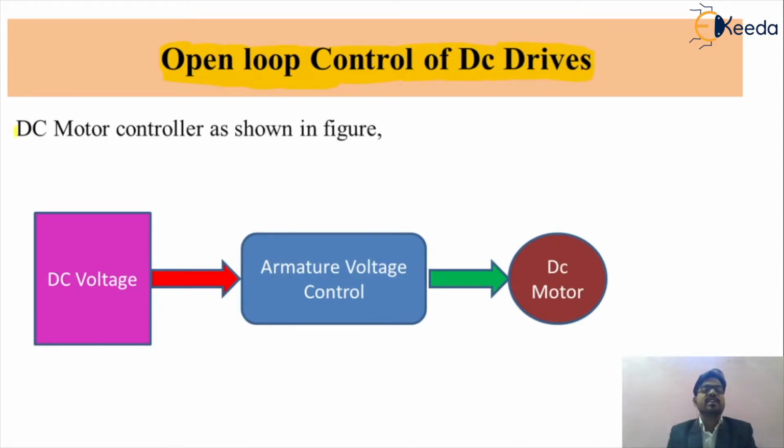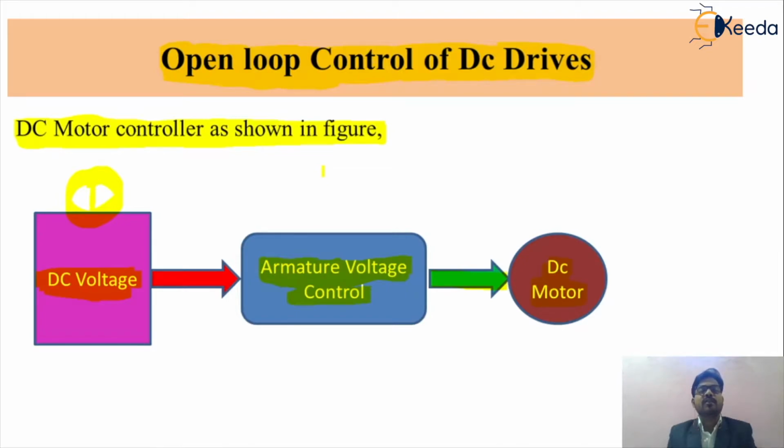Friends, the DC motor controller is shown in the figure. As shown in the figure, the first block is called the DC voltage block. Then the second block is the armature voltage speed control technique, because earlier we discussed different speed control methods of your DC drive. We have taken one method for the speed control, which is called armature voltage control, and with that we can control the speed of your DC motor. This will be the simple strategy for the open loop speed control technique of your DC drive.